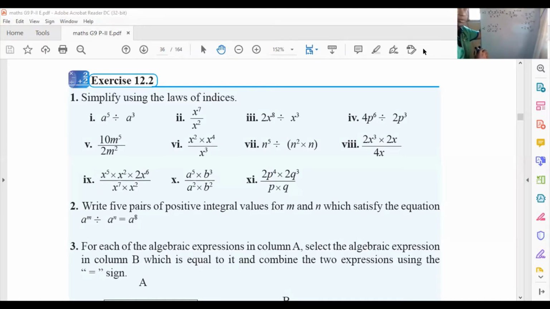You can apply laws of indices if they are in the same base. Here a to the power 5, here a to the power 2. When dividing these two, you should subtract 2 from 5. If you consider base b, 3 minus 2, then the answer is a to the power 3, b to the power 1, that is b. You can keep it like this.